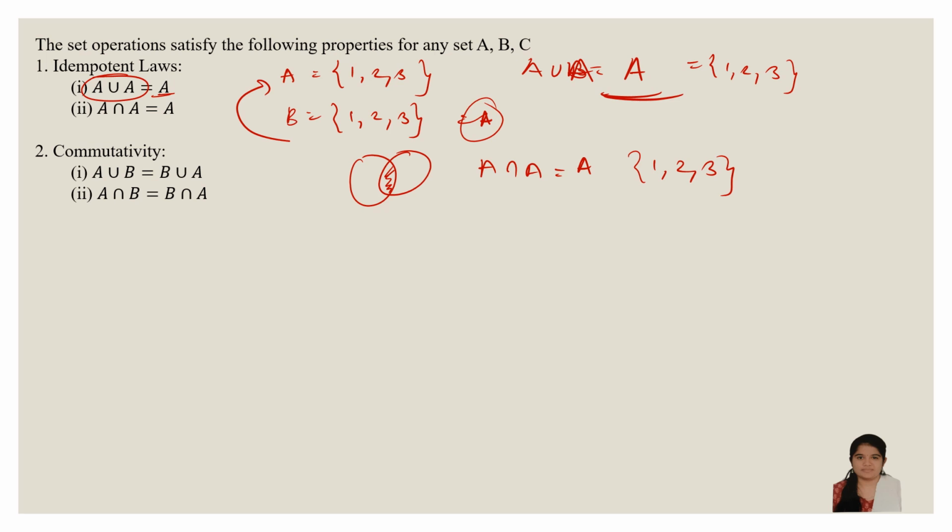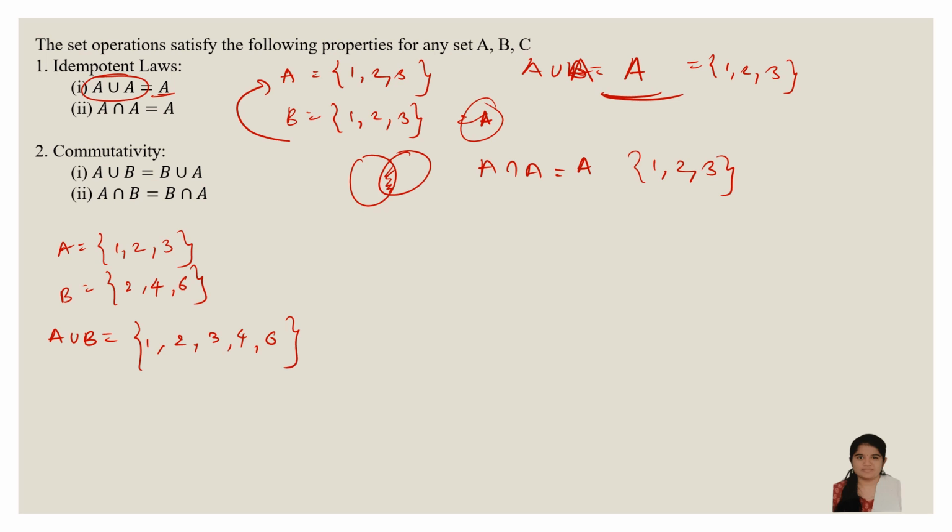Okay. Next, commutativity. What does commutative mean? A union B is equal to B union A. Suppose now we are given two sets, say A is equal to 1, 2, 3, and B is equal to say 2, 4, 6. So what will be A union B? A union B is nothing but the set of all the elements which are together in A and B. So what will it be? 2 is repeated, so we will consider 1, 2, 3, 4 and 6. This will be A union B.